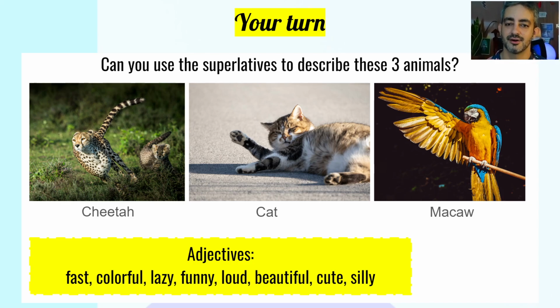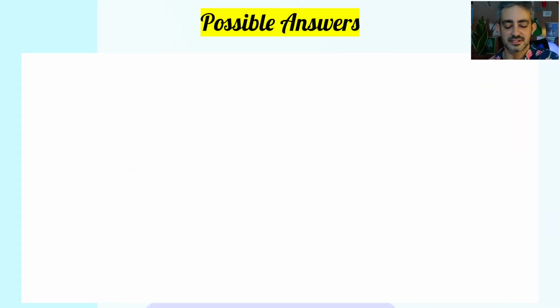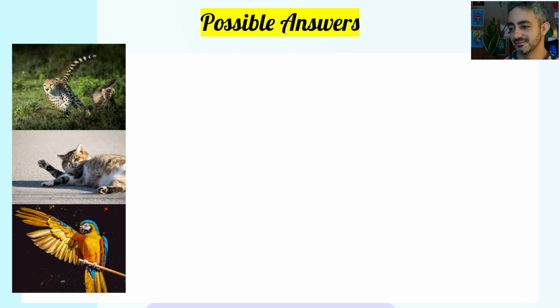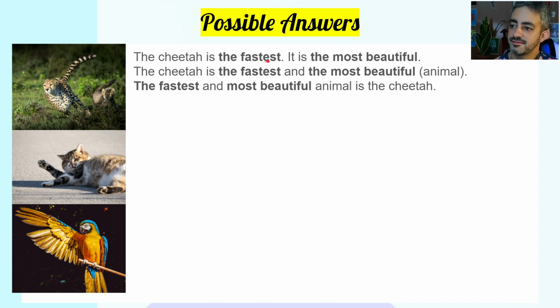Okay, I'll give you some examples here. Hopefully you paused and thought of some examples yourself, but here are some possible answers. And this is my opinion. The cheetah is the fastest. It is the most beautiful. And these are three different ways you could say the same information. The cheetah is the fastest and the most beautiful. The fastest and most beautiful animal is the cheetah.